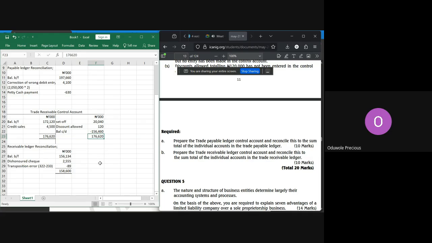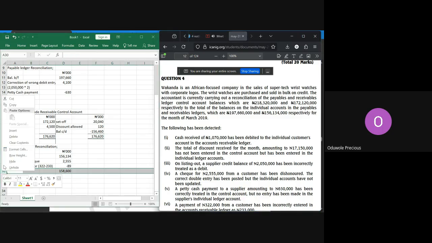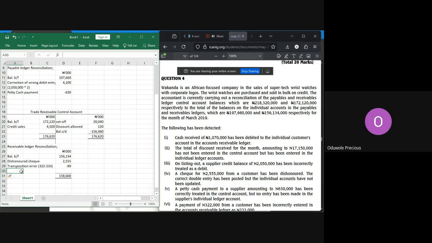There is something missing. Oh, this cash received. They said cash received, the one that has been debited to individual customer in the account receivable. Oh, I'm so sorry about that. I'm supposed to have added that inside what I was doing. So they said cash received.